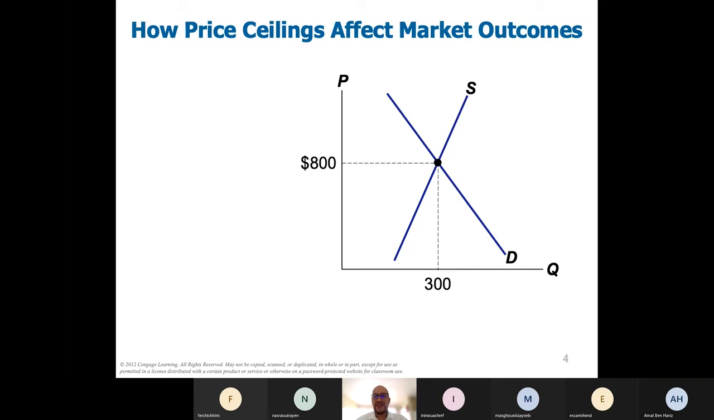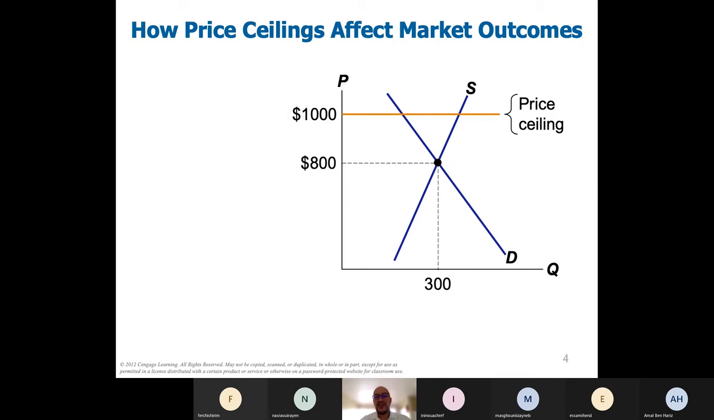How do price ceilings affect the market? A price ceiling, you remember, is a maximum legal price. How do price ceilings affect the market outcome? Let's see what happens to the market outcome when the government intervenes by imposing a price ceiling. We'll see two cases.